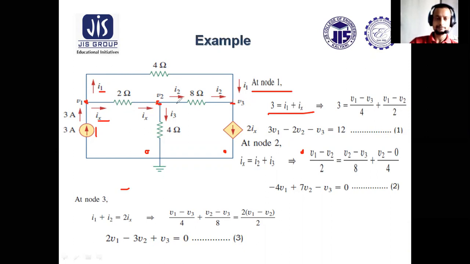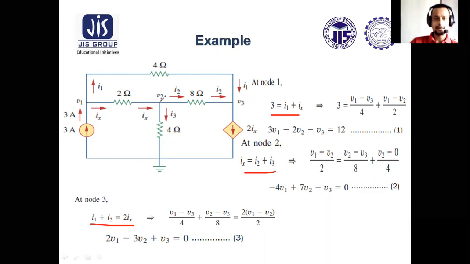Similarly, at node 2, IX is entering, I3 and I2 are leaving. So IX equals I2 plus I3. Similarly, at node 3, I1 and I2 are entering, 2IX is leaving. So these are the three equations we have got by applying KCL at each node.